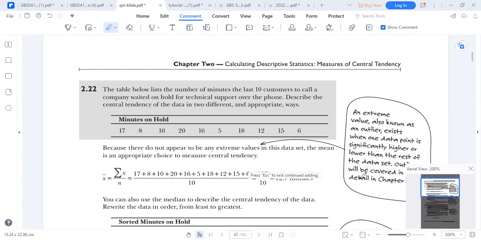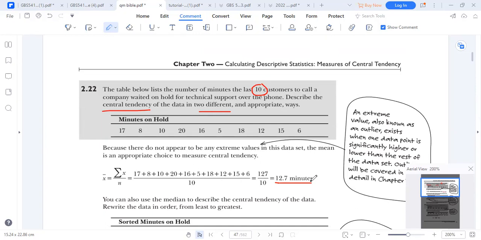So now let's get to describe this data. They're asking you to describe this data in any two different ways using central tendency. So I give you numbers in minutes. I've taught you almost all the various ways of central tendency. So we can find the mean. The mean is simply adding everything and dividing by the number of observations, which is 10. When you add all these and divide by 10, we get 12.7 minutes.